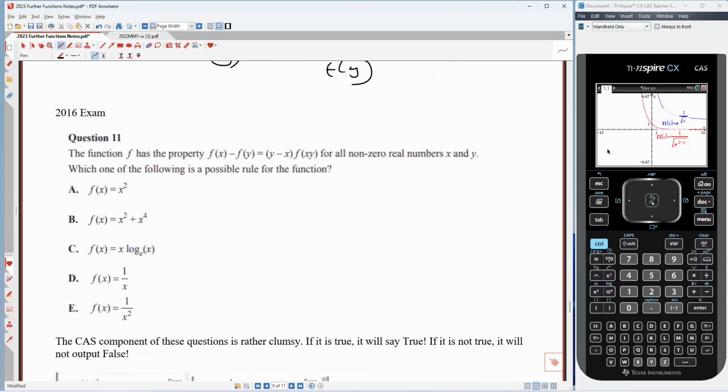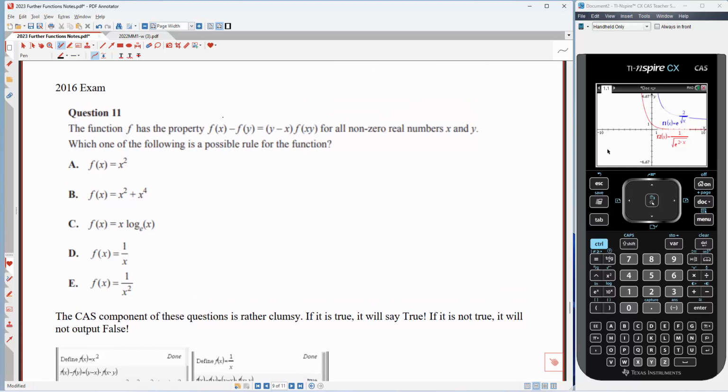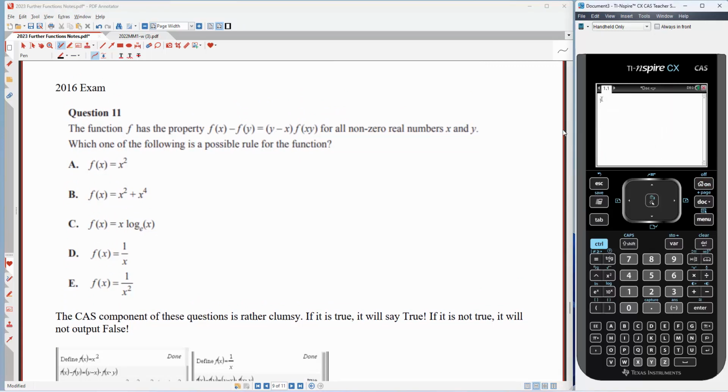The really common application of this is they ask it as a multi-choice. So the function f has this property for all non-zero x and y, which of the following is a possible rule? What we're going to do is define the rule. I've got the instructions down below in your notes. So I'm going to define f of x equals x squared, just trying out the first one. I wouldn't have a clue which one's the rule, and I'm not going to do the algebra for all of it. So all I do now is literally type in the identity that they've got up here.